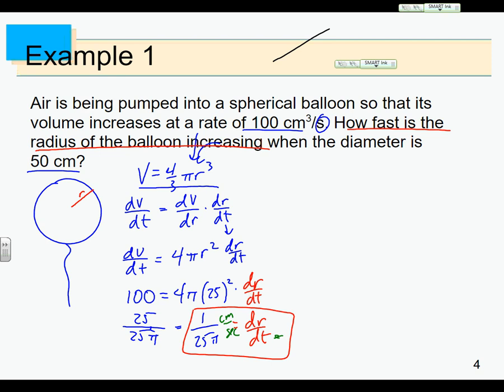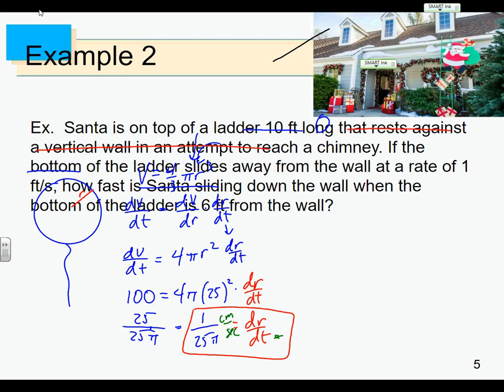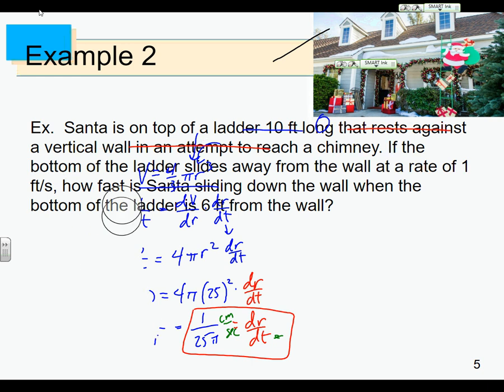It's a good geometry one. We'll come back and do another geometry one. Actually, this one I think is going to be geometry as well.